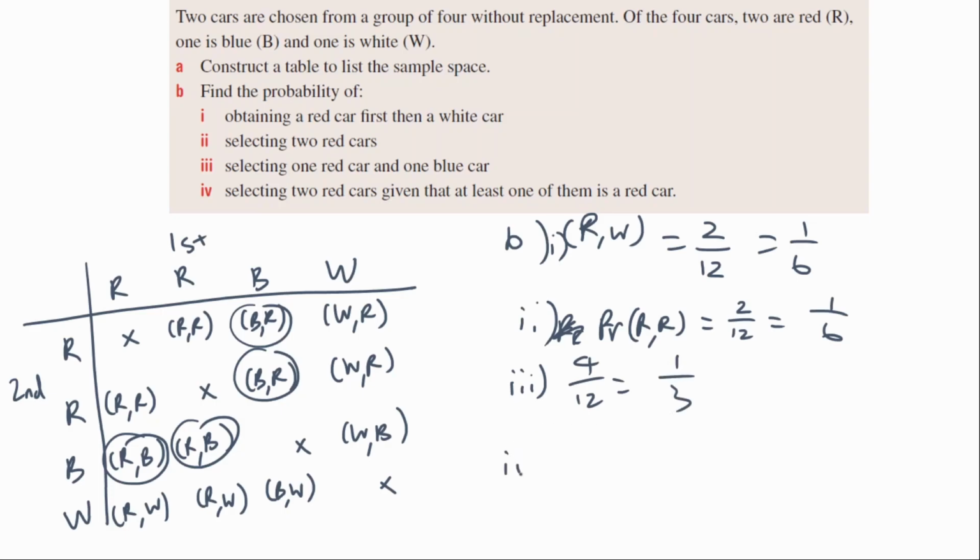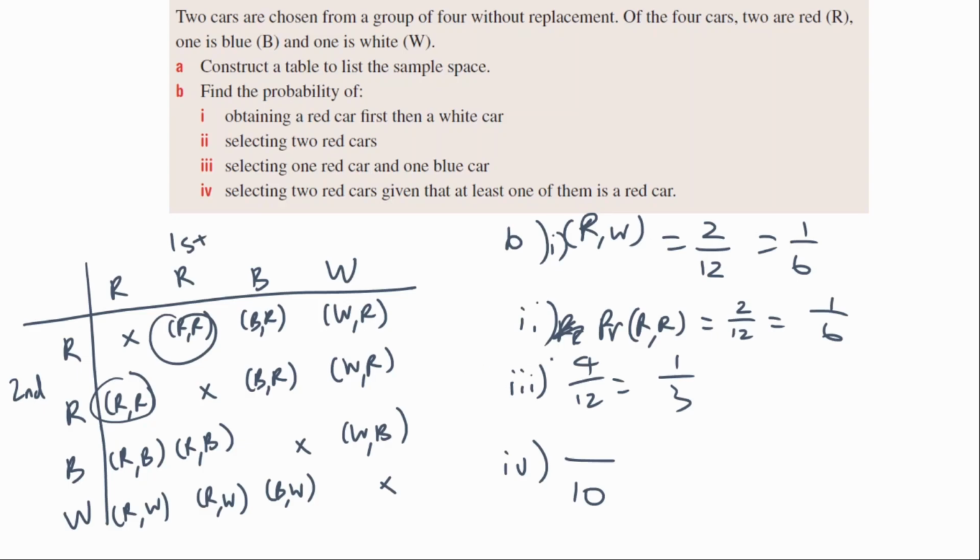And part 4, selecting 2 red cars given that at least one of them is a red car. So on the bottom part of the fraction, it's going to have all the possibilities of selecting at least 1 red car. I can see 1, 2, 3, 4, 5, 6, 7, 8, 9, and 10 possibilities of at least selecting 1 red. And out of these 10, there's only 2 options that have 2 reds. So it's going to be 2 out of 10, which also equals 1 out of 5. Give yourself a tick for each one you got correct there.